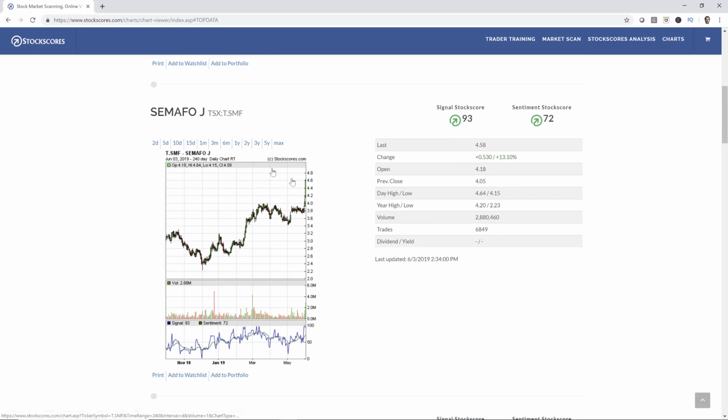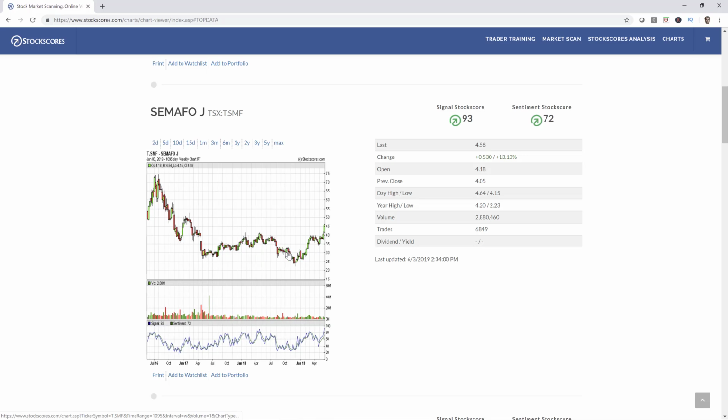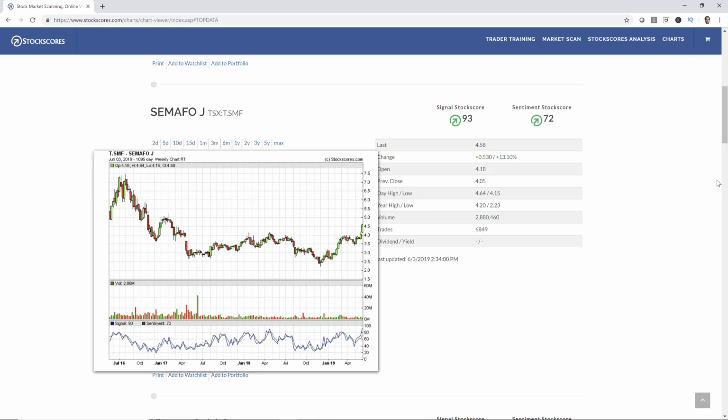This SMF is, I believe, also a gold stock, and it has broken from a nice cup and handle pattern on the weekly chart. You can see the resistance line there. This is the cup, this is the handle. We've broken through. It actually started that move late last week, but this looks pretty good to me. I think that SMF is a stock to consider. I would give this a 7 out of 10.